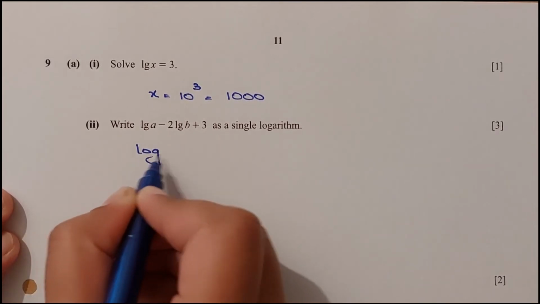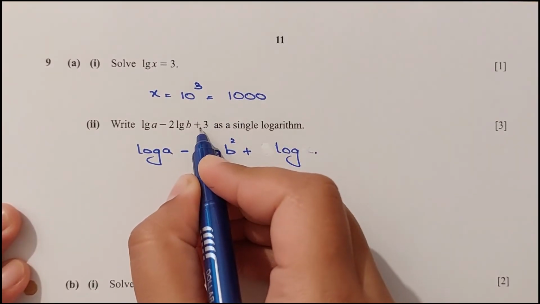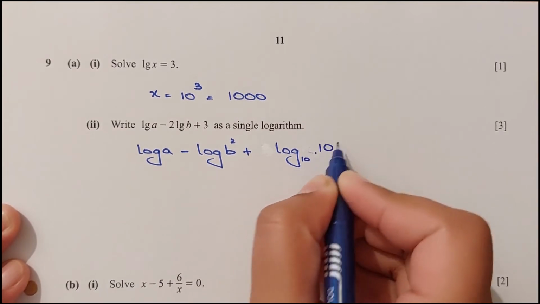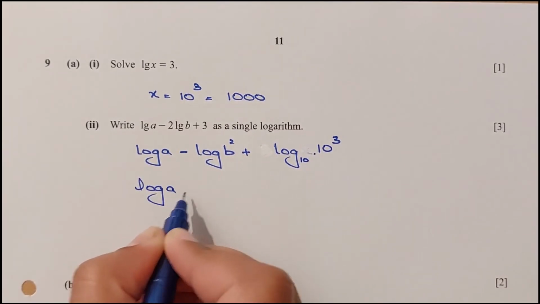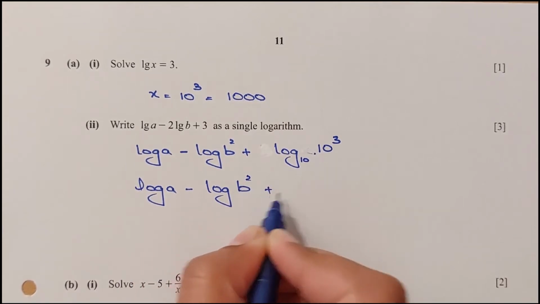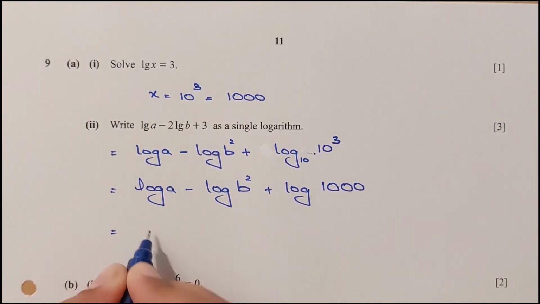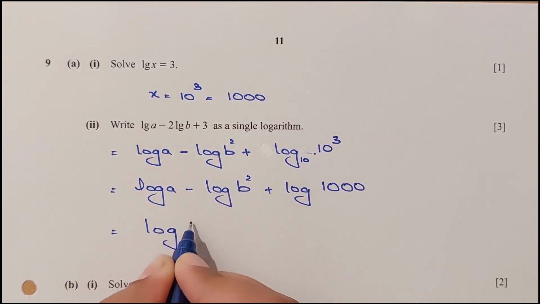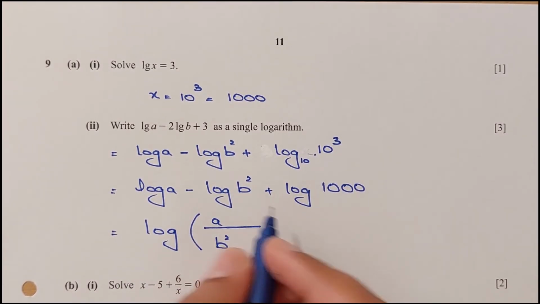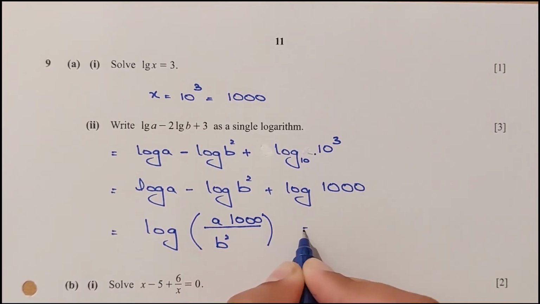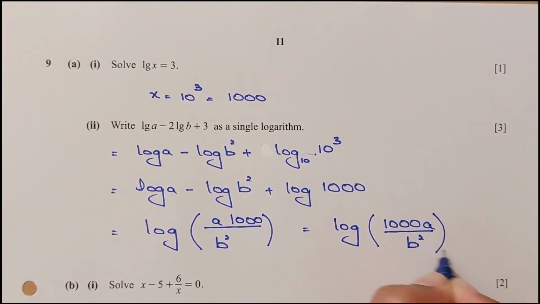Okay, so we have log a minus log b square. So this 3 is basically log base 10 power 3, right? So these all have base 10, right? So this is log a minus log b square plus log of 1000. So as a single logarithm, we have a subtraction, so we have a over b square, and we have 1000, so we have to times by 1000, or we can say log of 1000 a over b square as a single logarithm.